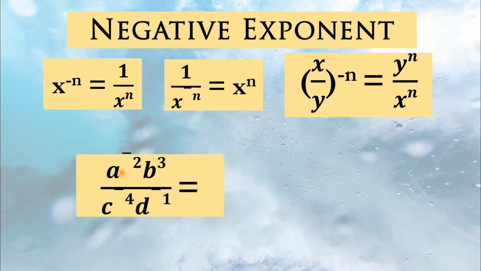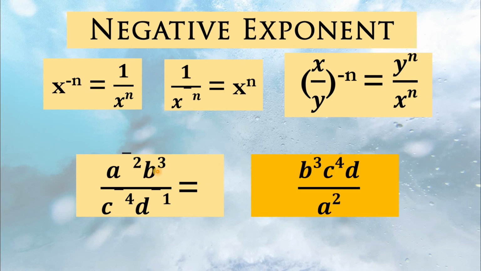So we have a raised to negative 2 b cubed over c raised to negative 4 d raised to negative 1. Again, just move the expressions with the negative exponents, and then change the exponent sign into positive. Thus we write b cubed. How come b cubed is still up there? Because it has no negative exponent, so we just copy it in the numerator. Then a raised to negative 2 becomes a squared. Take note of the sign change from negative to positive. Then c raised to negative 4 becomes c positive 4, and d raised to negative 1 will be written as d, because we don't normally write d raised to 1.